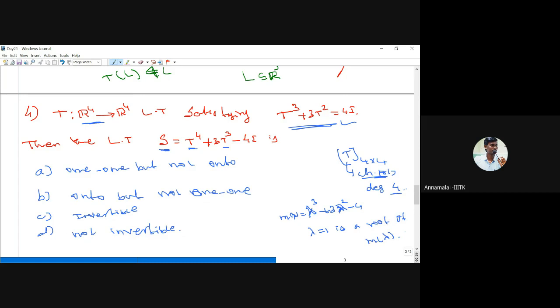Okay. Now, what about S? T cube plus 3 T square is 4, right? That's given. So T cube plus 3 T square is nothing but 4I.